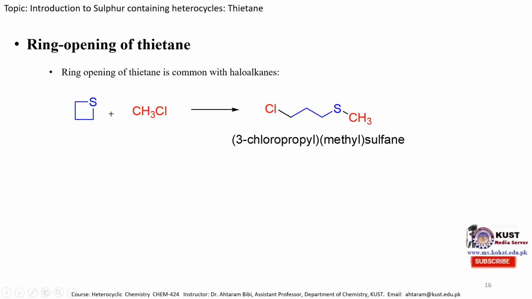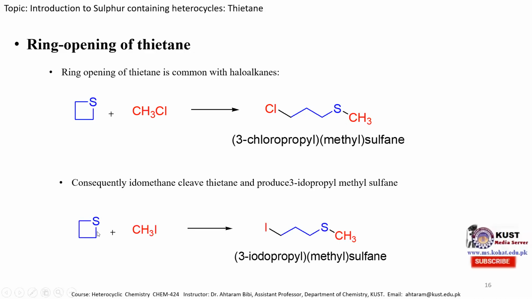And it is not restricted to methyl chloride; it can also react with iodide, and iodomethane reacts with the thietane molecule to produce a 3-iodopropyl methyl sulfane molecule. So both methyl chloride and methyl iodide react with thietane and the ring opening reaction happens. Remember that thietane does not open with other amines or ammonia nucleophiles. The reaction only takes place with haloalkanes.